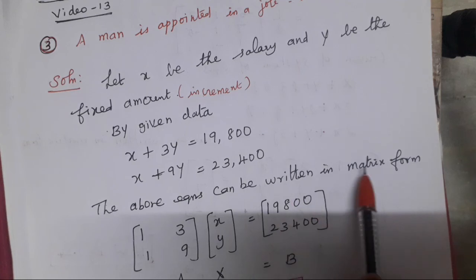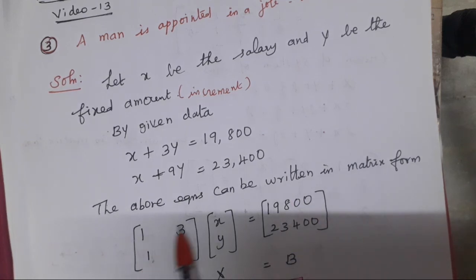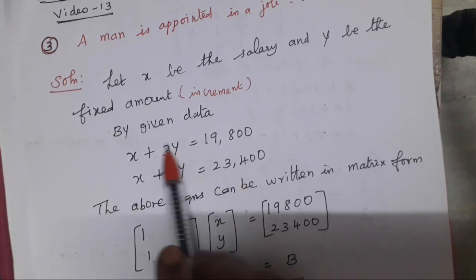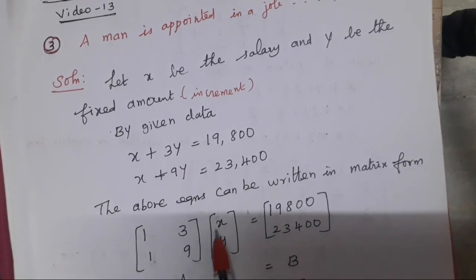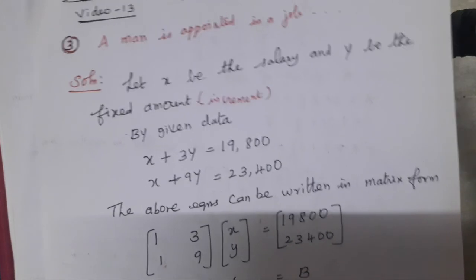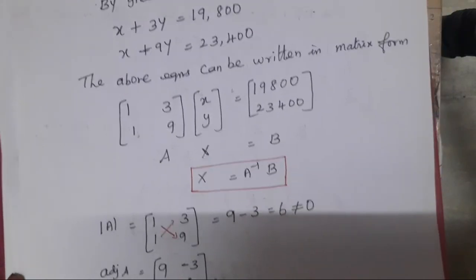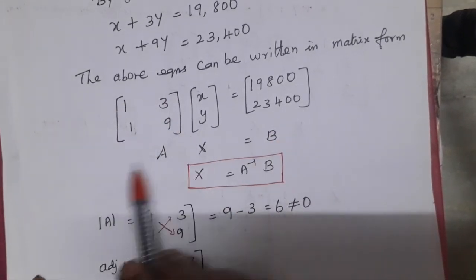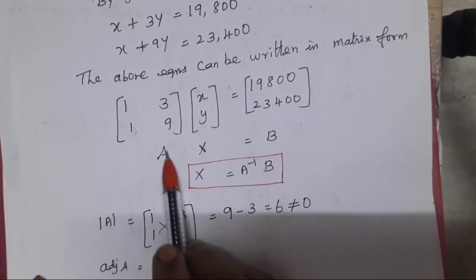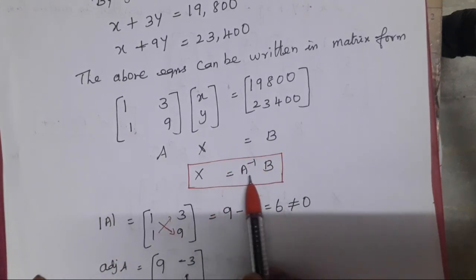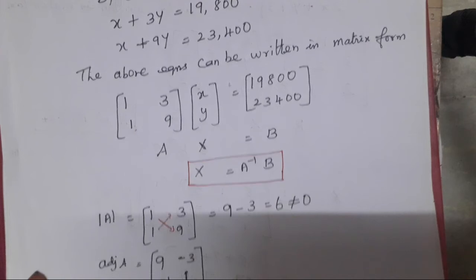The linear equations can be written in matrix form: the coefficients of x and y are 1, 3, 1, 9. The variables are x and y, equal to 19,800 and 23,400. Now we get the ordinary matrix form. So we use the matrix inversion method. The first matrix we keep as A, and the second one is X equal to B. X is equal to A inverse B.